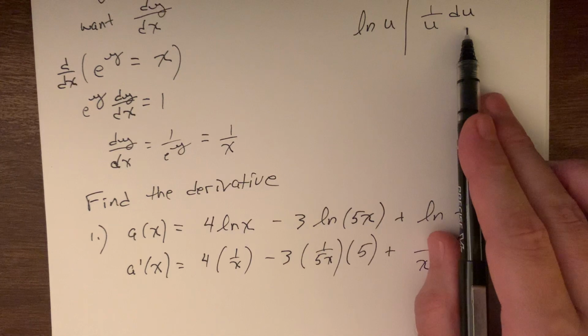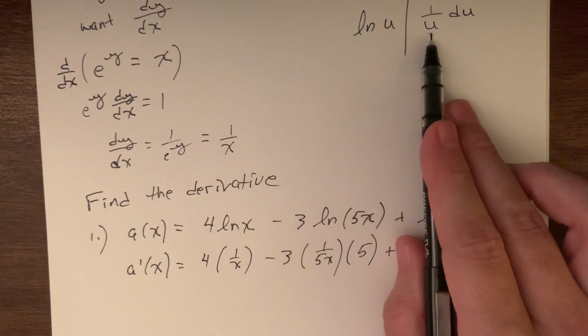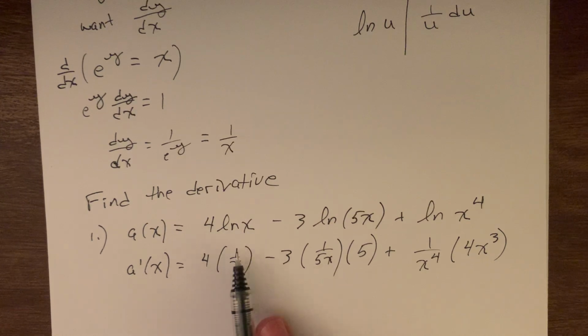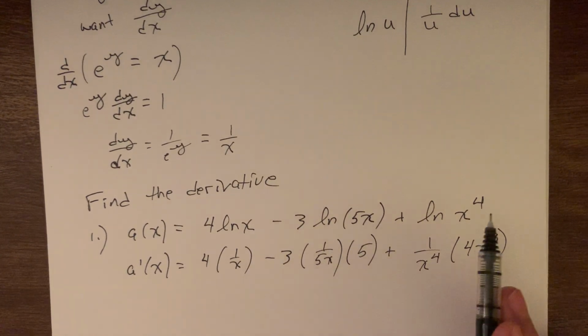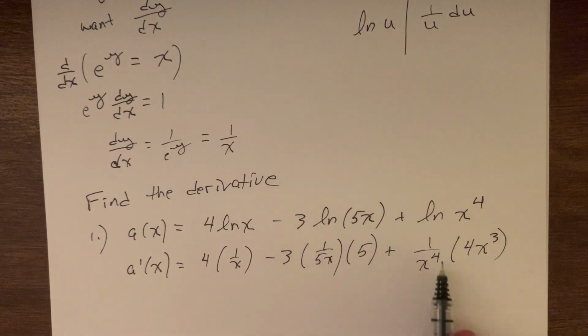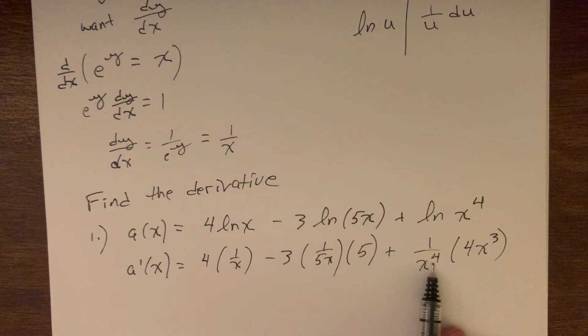And the second issue, the u is the same, but it's changed positions. Here, it was just a plain x. Now it's 1 over x. A plain 5x, that 5x is in the denominator. A plain x to the 4th, that x to the 4th is in the denominator.